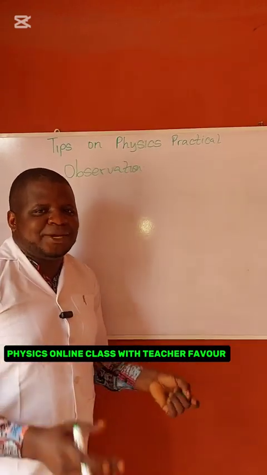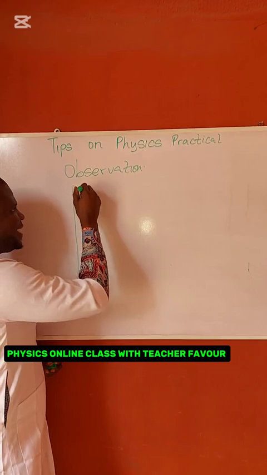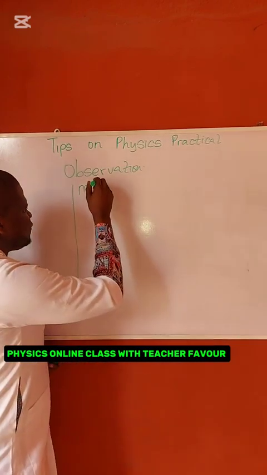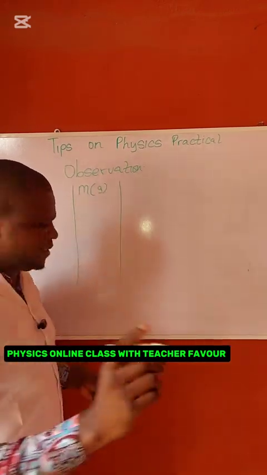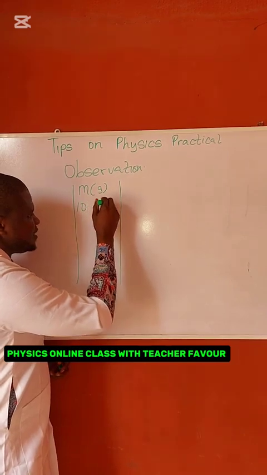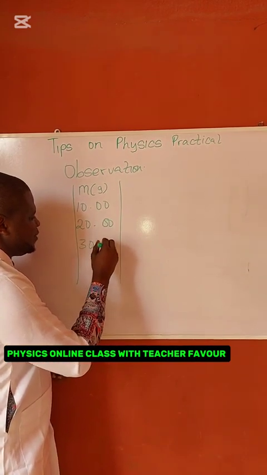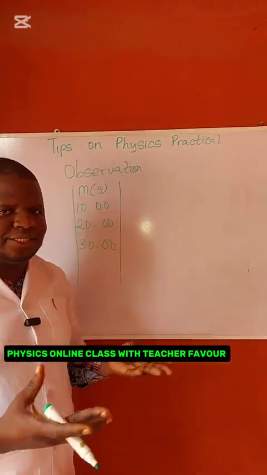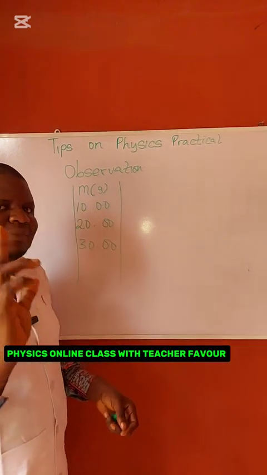Let's assume in an experiment that you're given mass. You will first of all draw a table and write mass. Mass is a fundamental quantity, therefore you must enclose each unit in brackets. Very, very important. If you have the values of this mass as, let's say, 10.00, 20.00, 30.00, what can you see here? You leave your values in 2 decimal places. That is readings gotten from the apparatus. You leave it in 2 decimal places.